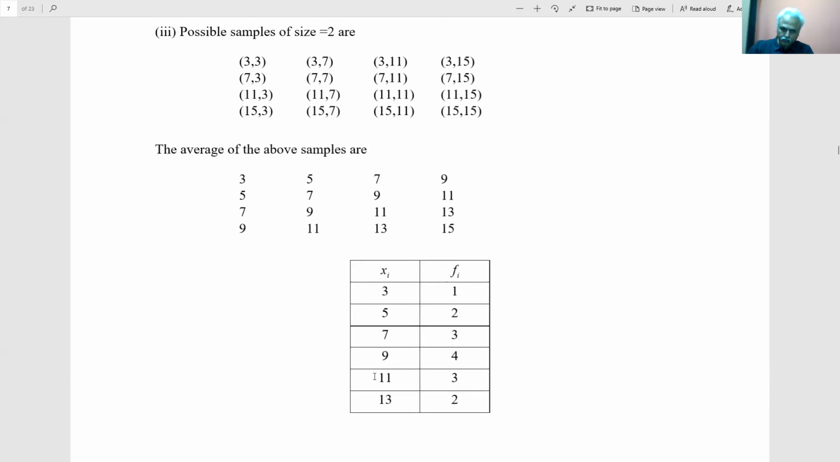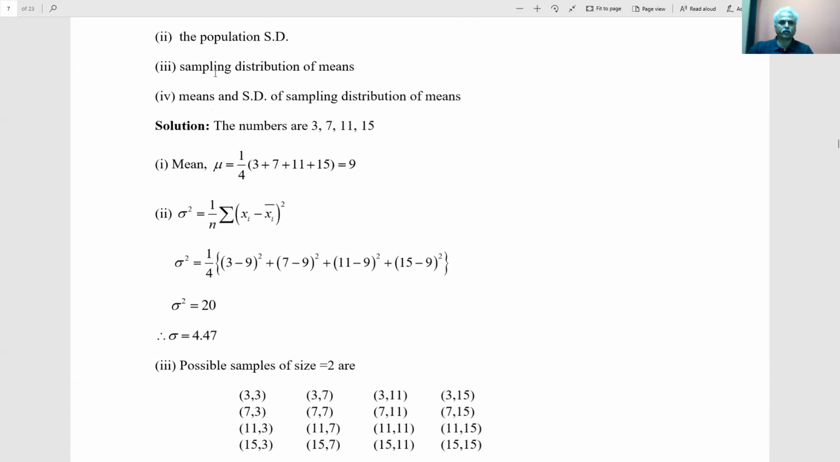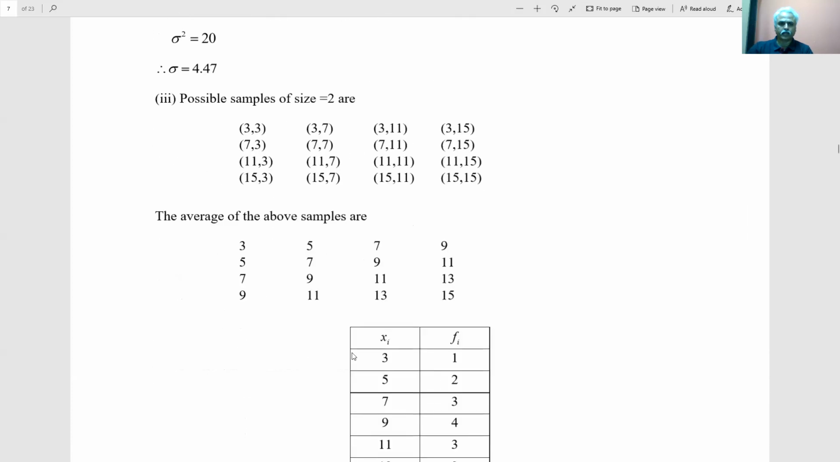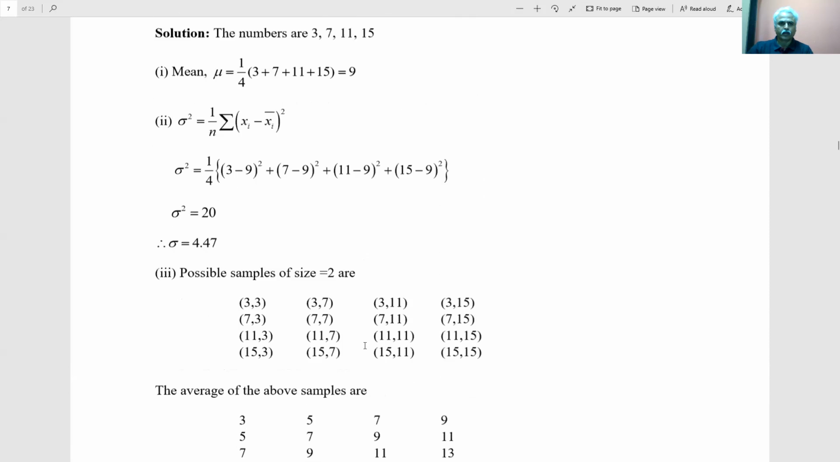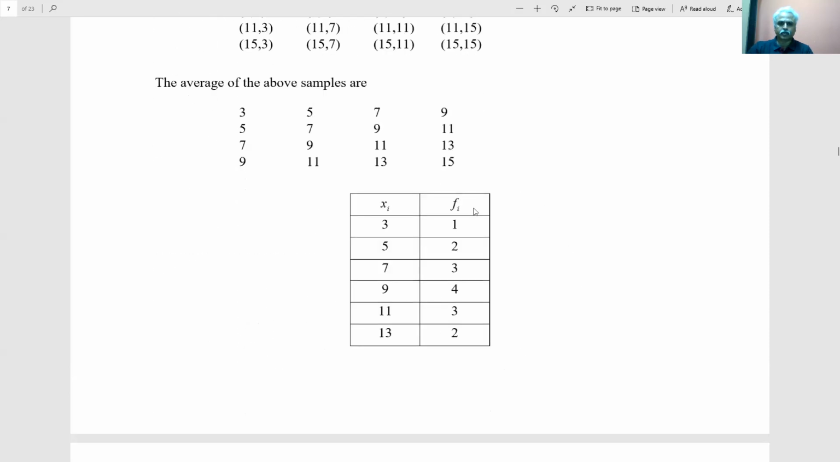Now, its mean and standard deviation you have to find. That is question number 3 and 4. The sampling distribution of means is found here. This is the sampling distribution of means, the answer to question number 3. And the fourth one is, what are the mean and standard deviation of this distribution? Just like school knowledge.